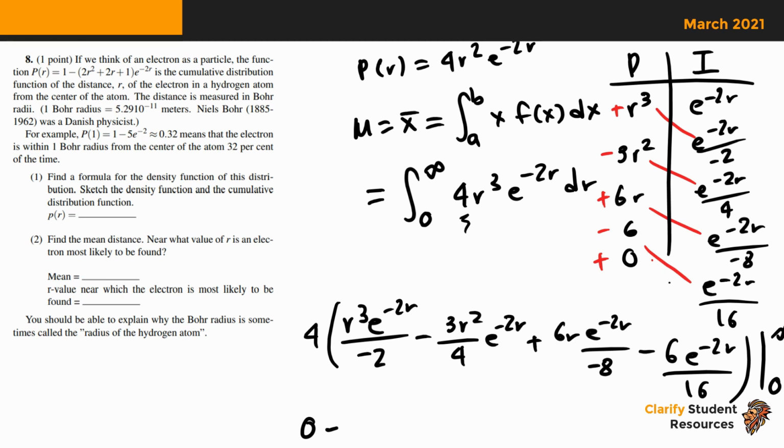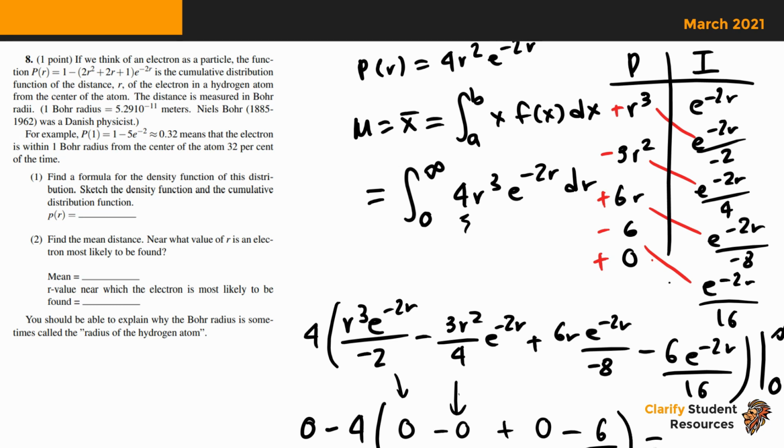So 4, and then everything now we're going to plug in 0, and we know that e to the 0 is basically going to equal 1. And then because there's r's here as well, the first term is going to become 0. This term is going to become 0, plus, again, another r term, so it's going to become 0. And then finally, the last term, we get 6 e to the 0, so it's going to be 1, so over 16.